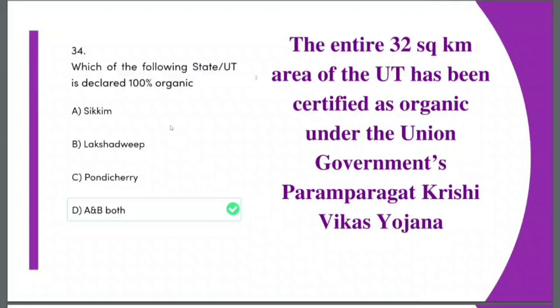34th question is: which of the following state or union territory is declared as 100% organic state or union territory? So the answer is Sikkim and Lakshadweep. So they both are declared as 100% organic under the government scheme Paramparagat Krishi Vikas Yojana. This yojana aims at promoting organic farming in India.